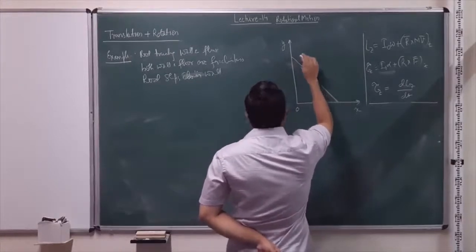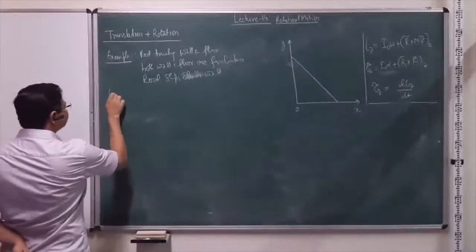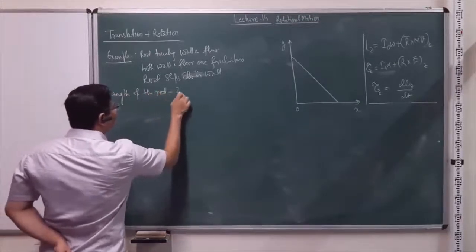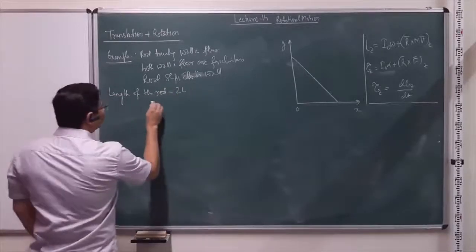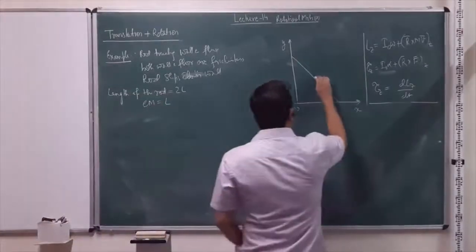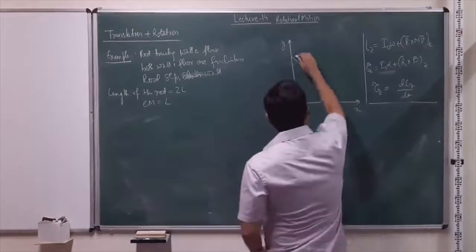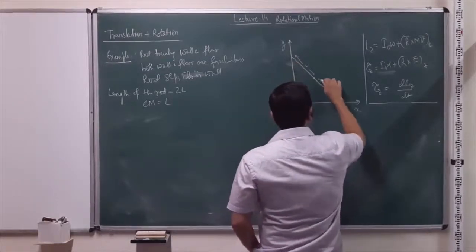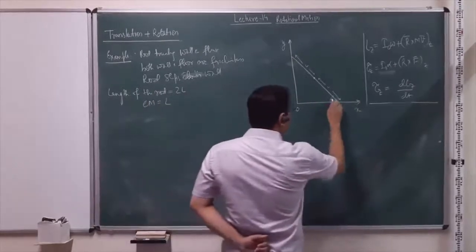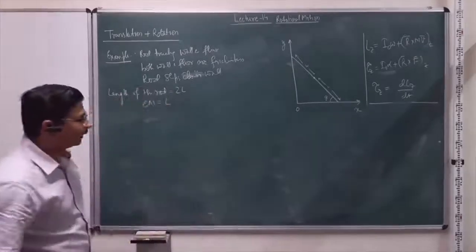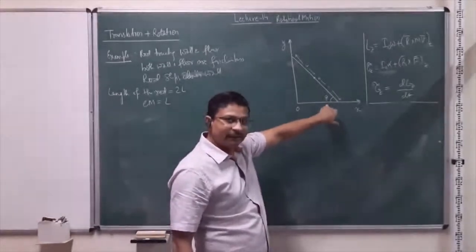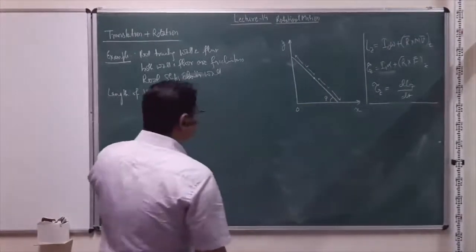What we can do is take the length of the rod equal to twice L, so that the center of mass is at distance L from either of the ends. So this is my center of mass, this distance is L as well as this distance is L. At any particular instant, the angle that the rod makes with the horizontal is theta, right? And now it's slipping.